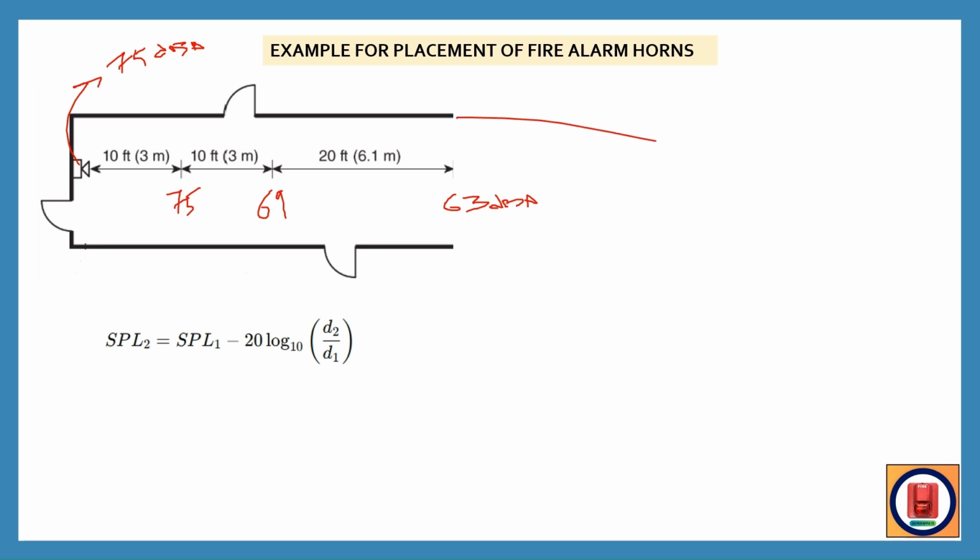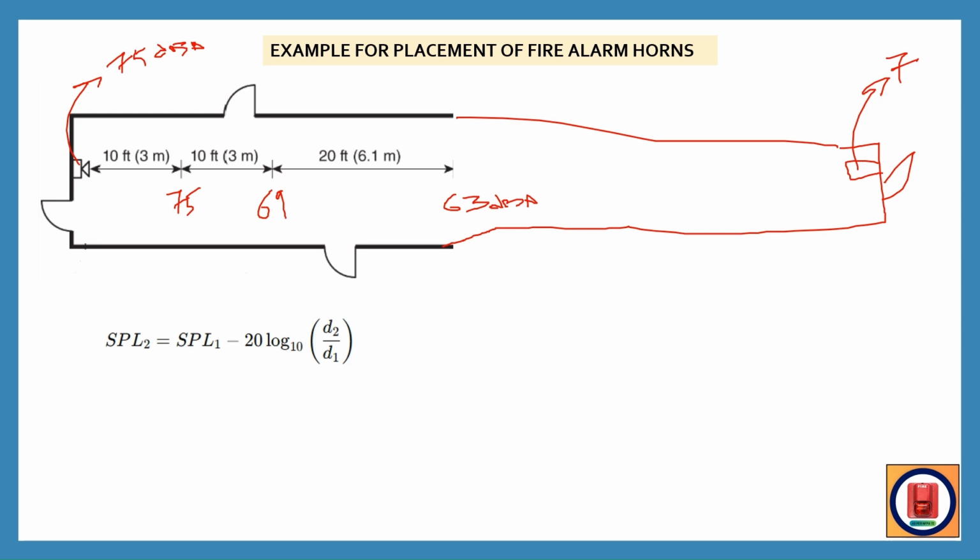Now if the room is large, I'm sorry, just a moment, I'm not able to draw this room properly. Okay, anyhow, please try to understand the concept. If the room area is large, then I will place one more horn at this location, and I will select, for example, a 75 dBA rating, and then this will cover till 10 feet. So here it will be 75 dB.